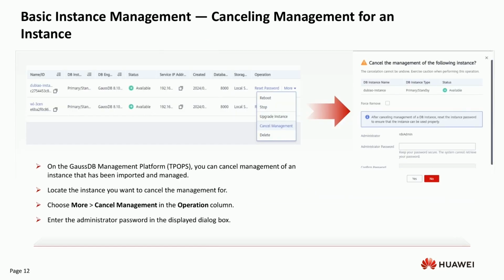On the GaussDB management platform, you can also cancel management of an instance that has been imported and managed. As shown in the figure above, you can locate the instance you want to cancel the management for, choose More, Cancel Management in the Operation column, enter the administrator password in the displayed dialog box, and click Yes to cancel management of the instance.